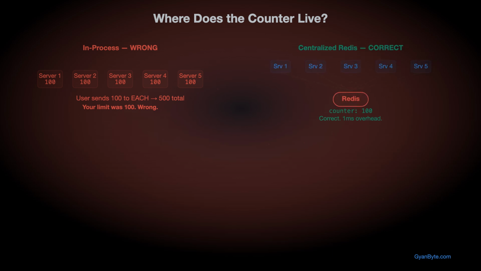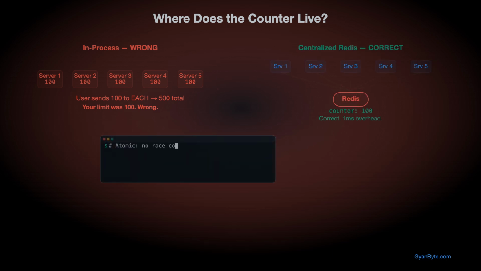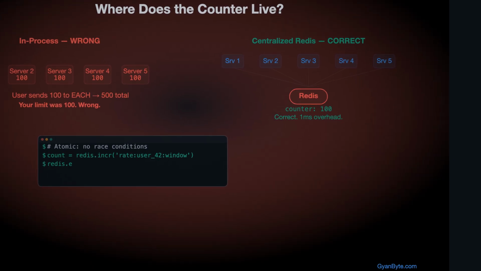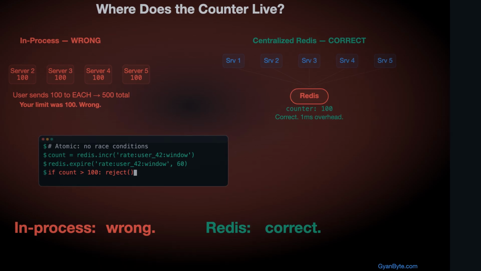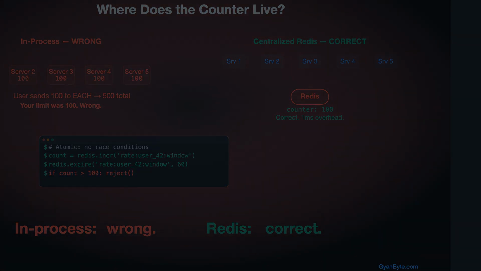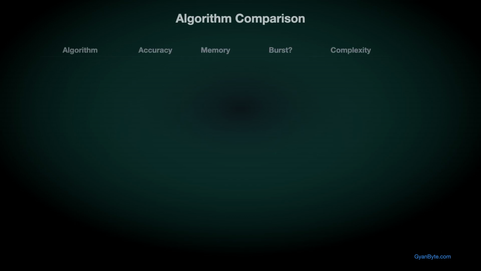The fix: one shared counter in Redis. All servers increment the same key. Redis INCR is atomic. No race condition even with 10 concurrent servers. The overhead: 1 millisecond per request for the Redis call. That's the price of correctness. It's worth every microsecond. 4 algorithms, 4 trade-off profiles.